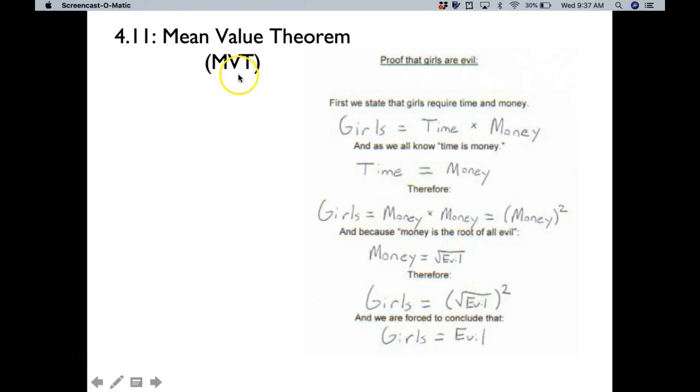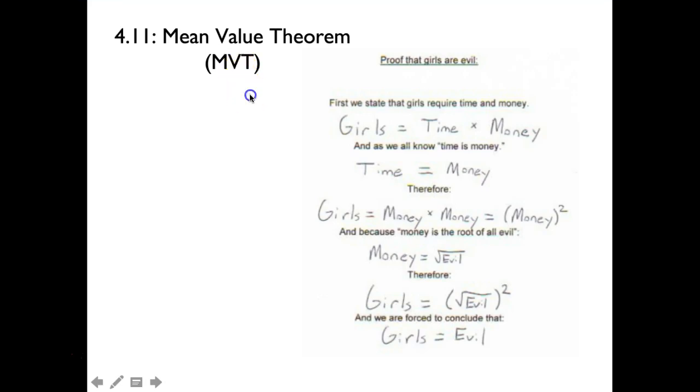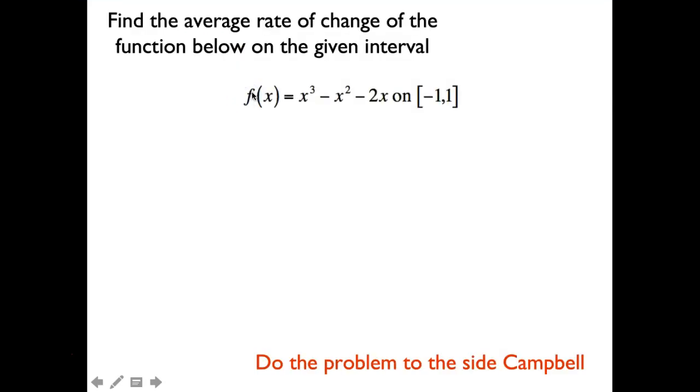Okay, let's talk about what MVT is. First thing, let's just reach back into our repertoire of things that we have and find the average rate of change of the function below, given this interval. So let's find the average rate of change here. I put a little note to myself to do this on the side, but obviously I cannot do it on the side here considering I have to go to the next slide. So you might want to just write it on the side, and we're going to be using it again in the next slide.